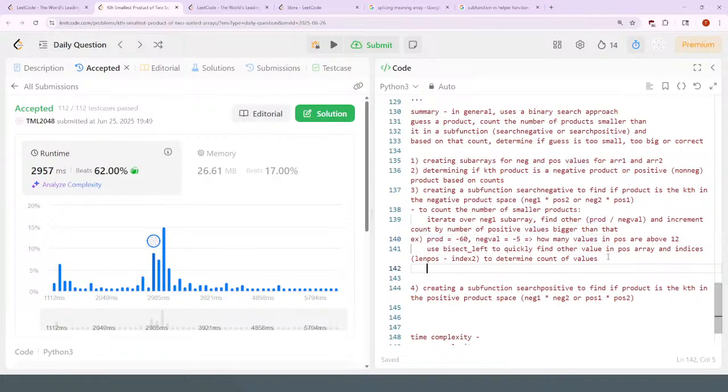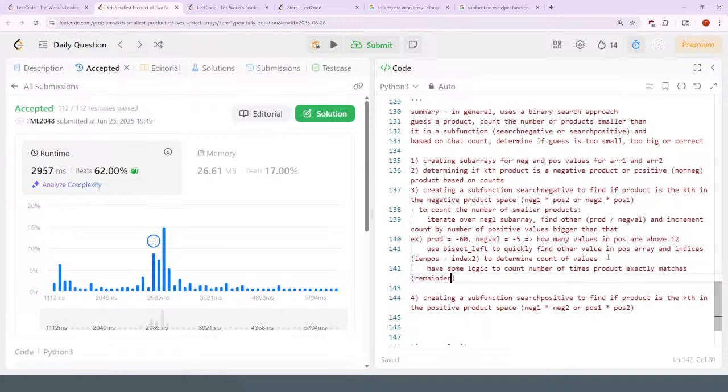And then have some logic to count equals as well, to count the number of times the product exactly matches. Use remainders.